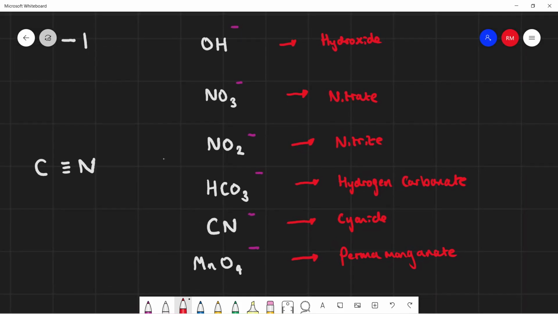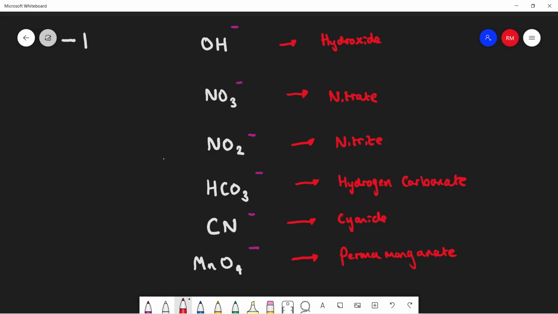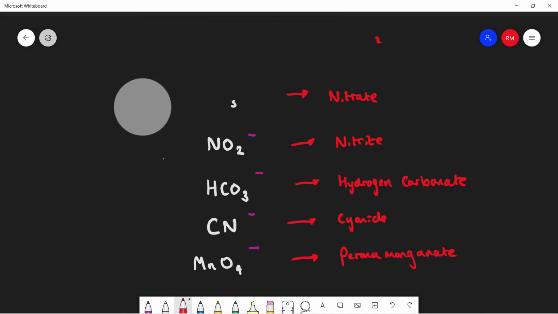I recommend you write these down on a poster somewhere, put them up on a wall, maybe some flashcards, just to try and help memorize all these different ions.